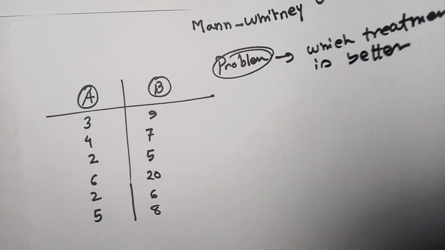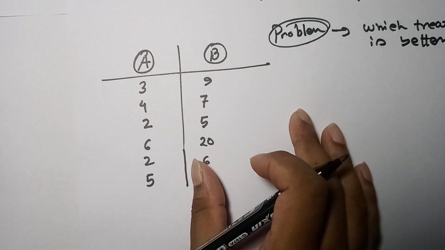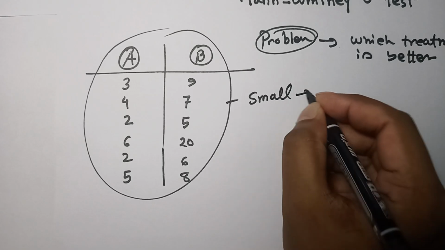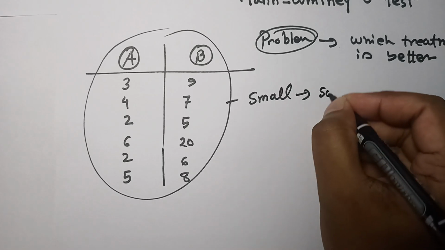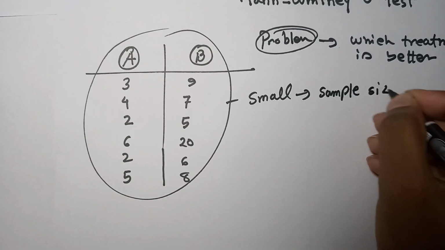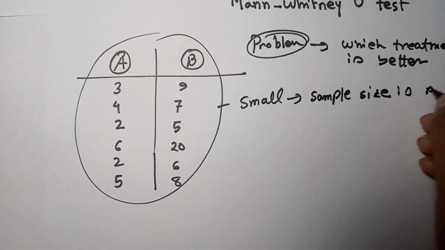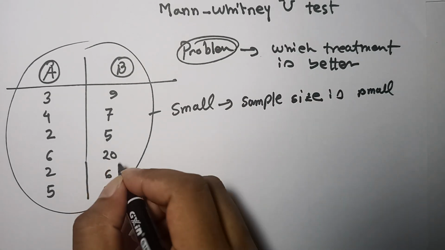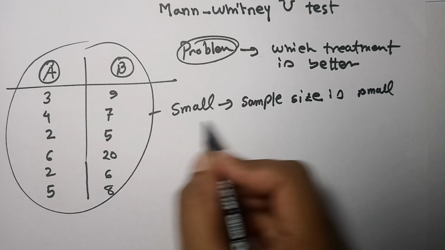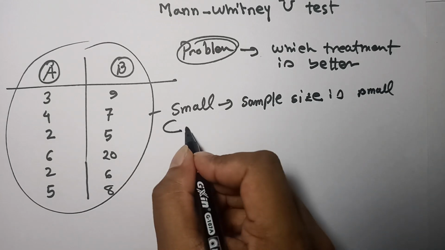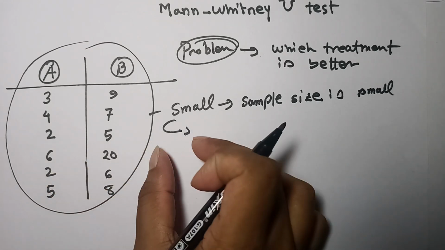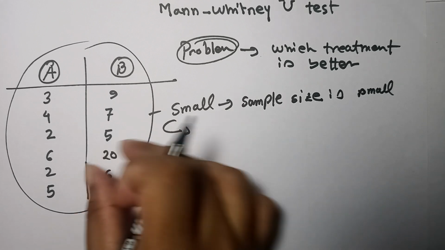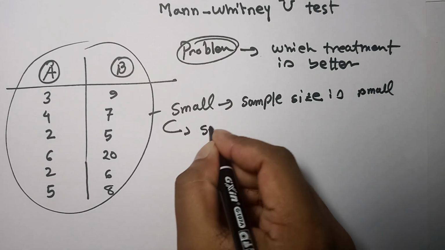So let's dig into the data itself. This data set is very small, right? Which means that the sample size is small. If it is a small data set, with small sample size, then you won't be able to apply any specific distribution. This data will never follow any specific distribution.